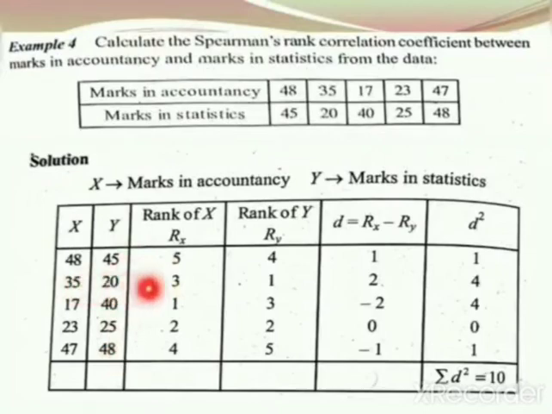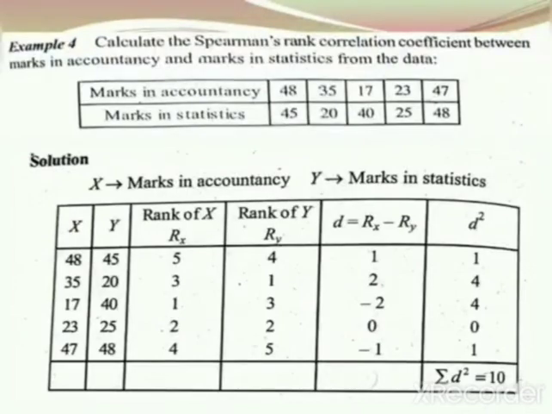So 20 is the lowest term, so we are assigning rank 1 to 20, and then 25 is the second lowest term, so we are assigning second rank to 25, and then 40 is the third lowest term, so we are assigning 3 for 40, and then 4 for 45, and 5 for 48. So we are assigning ranks here from lowest to highest. You can assign from highest to lowest also, but you have to assign one by one. So here we have assigned the ranks 1 2 3 4 5 and 1 2 3 4 5.